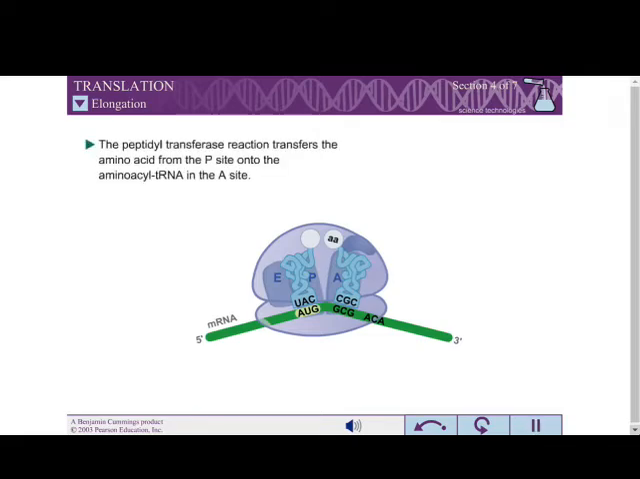Next, a peptide bond is formed between the amino acids. This reaction transfers the amino acid chain from the tRNA in the P site onto the aminoacyl tRNA in the A site.